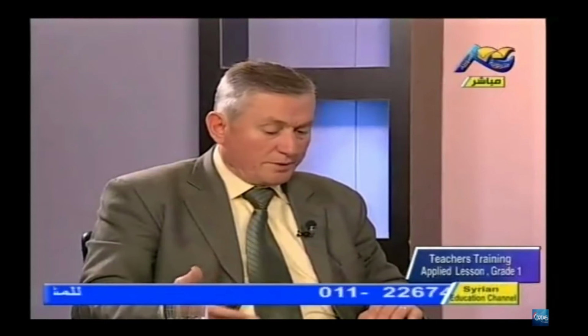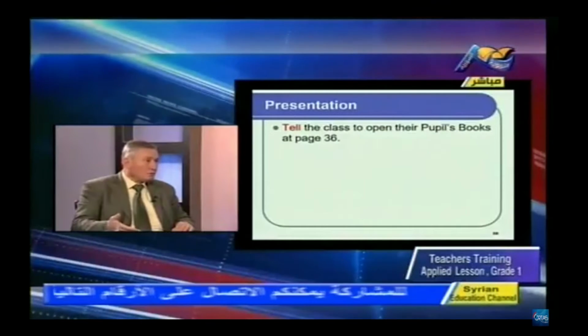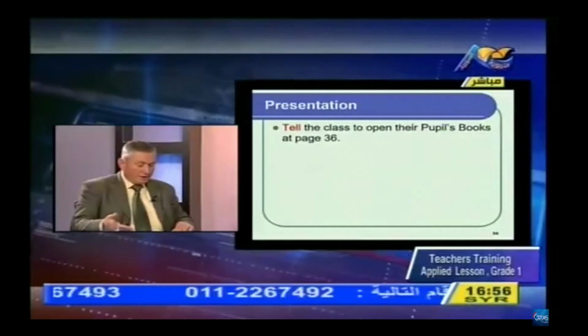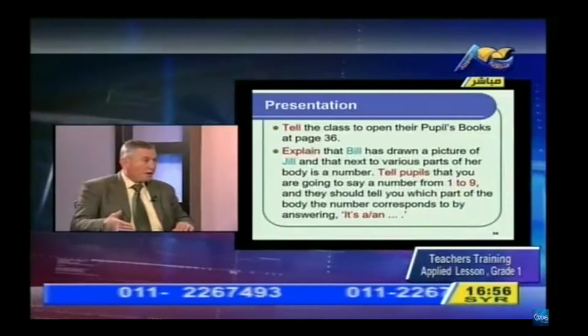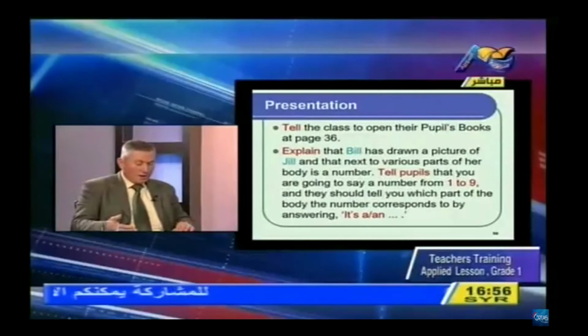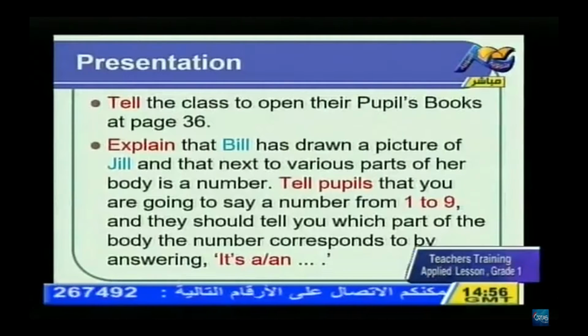Here, actually, first we have asked the pupils to open their pupils book, page 36, and we tell them that Bill and Jill drew this picture. Then we tell them that these parts of the body, Bill and Jill put numbers for these parts, and then we ask them about the numbers. Pupils, individually or in choral, are going to tell us the names of the parts of the body.